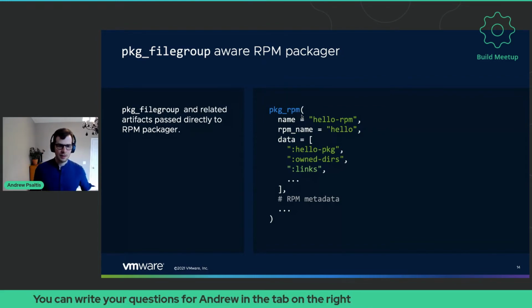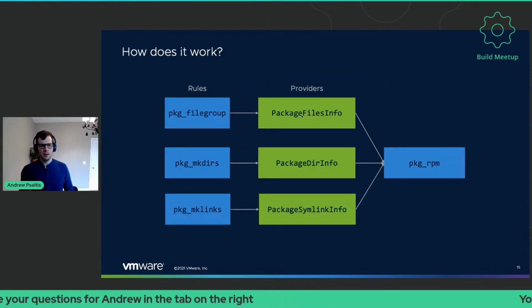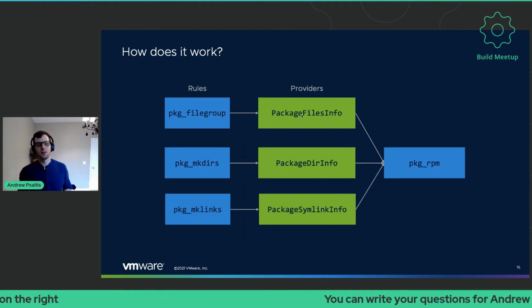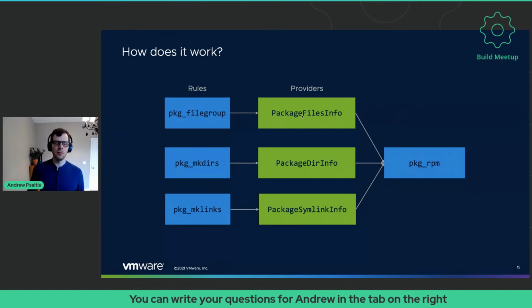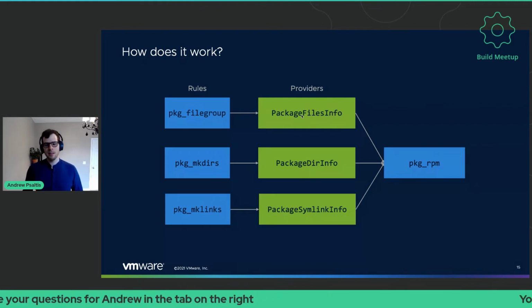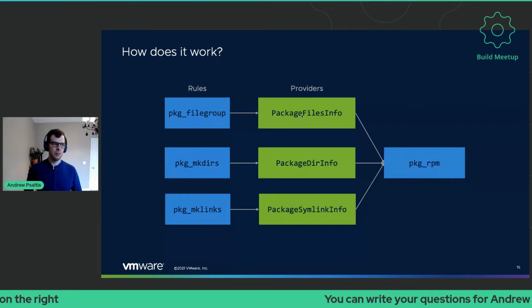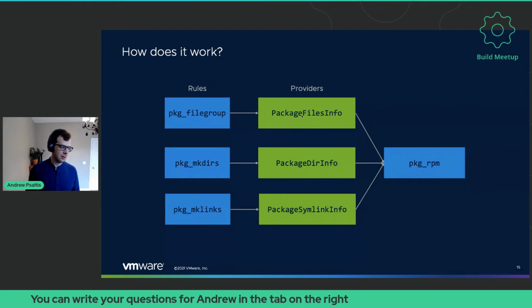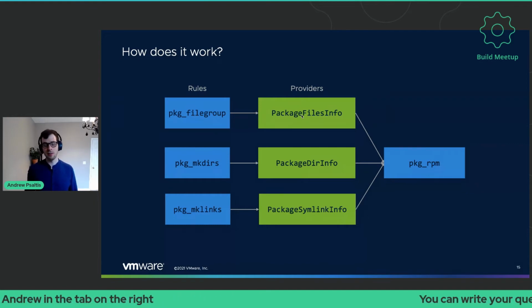So how does this all work? We take advantage of Bazel's provider system in order to annotate the files with actual useful packaging information. Each of these rules emits a set of providers, which are then consumed by the packaging rule. In this case, for example, pkg_rpm will go and create the necessary commands inside the RPM spec file for installation.